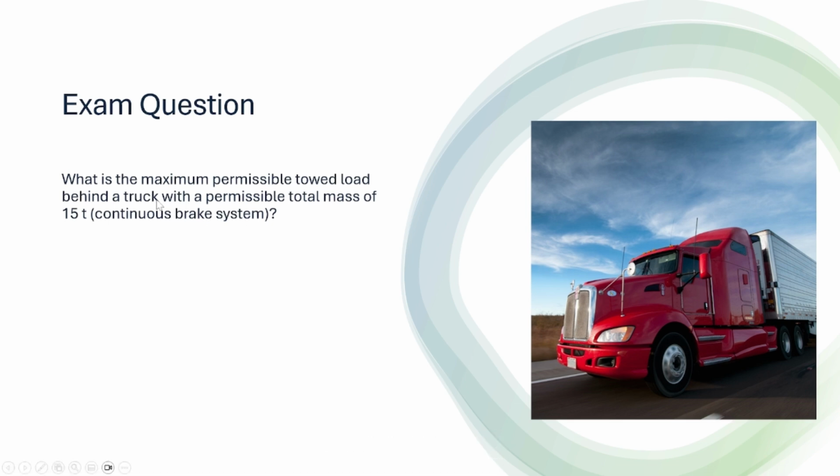Let's look at this question. What is the maximum permissible towed load behind a truck with a permissible total mass of 15 ton? So how much can the trailer load be with a truck with a permissible total mass of 15 ton? So the answer is 15 times 1.5, which is 22.5 ton.